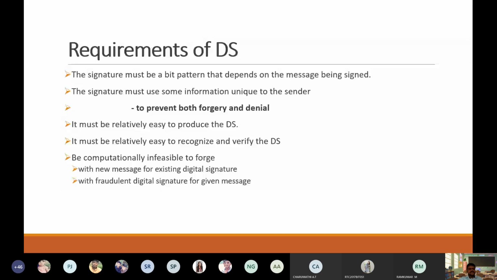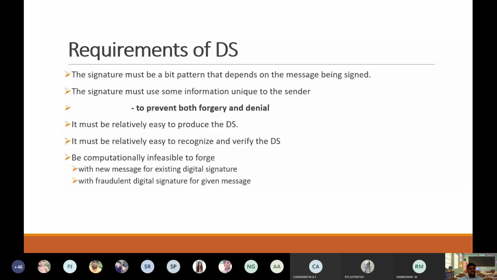So the third one: it must be relatively easy to produce the digital signature. It will be easy, right? We have a message and we have a secret key, so by combining that message and secret key, I can generate a digital signature. That's it. It will also be relatively easy to recognize and verify the DS. So the verification is also easy compared to various methods. Okay, next one.